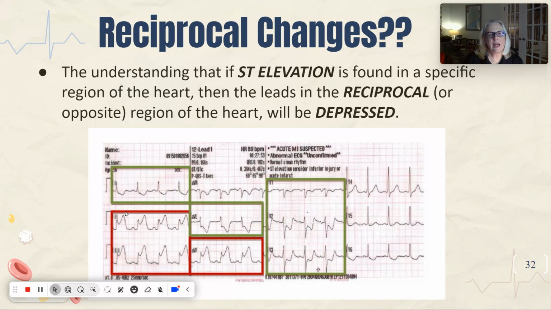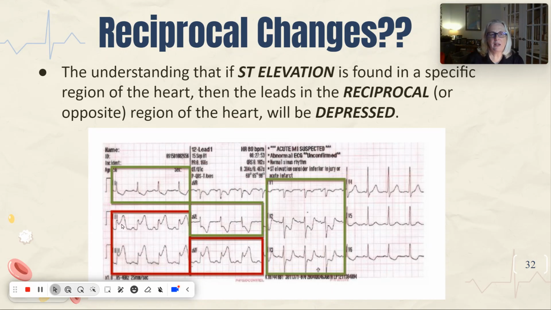So I see ST elevation down here in 2, 3, and AVF. They have it outlined in red. You have this same picture on your paper. So I see elevation. So this is the inferior region, right? 2, 3, and AVF, foot. This is inferior. So that's across the bottom of the heart. So the opposite of the bottom is the top. So across the top is considered lateral. So 1 and AVL would be lateral.